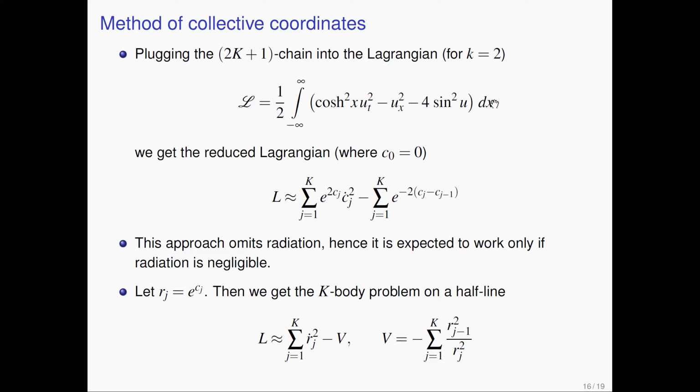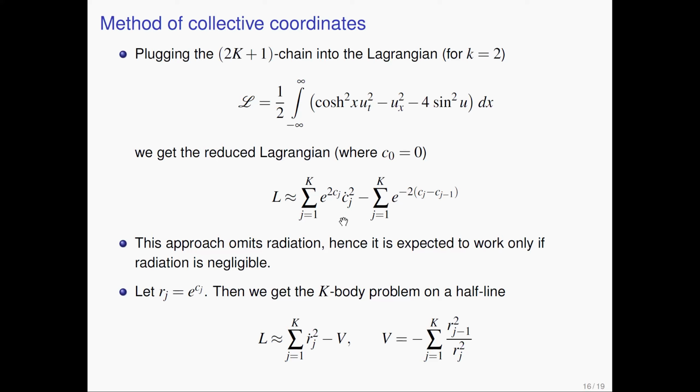And by integrating over x, we just get a mechanical model. The result is extremely complicated, but since we are only interested in the asymptotic regime, meaning when these parameters C are very large, then this Lagrangian simplifies to this form at the leading order.